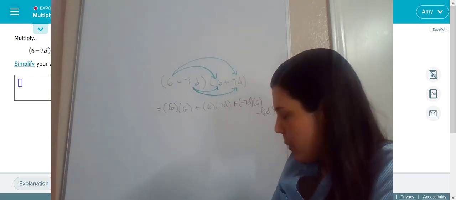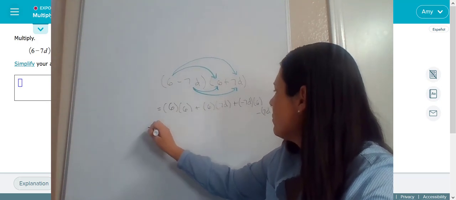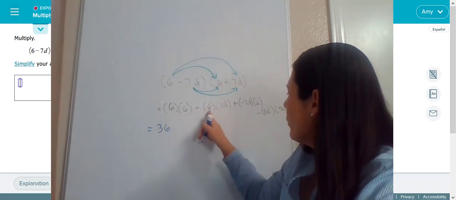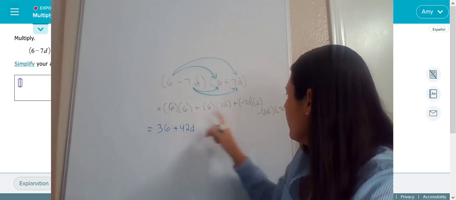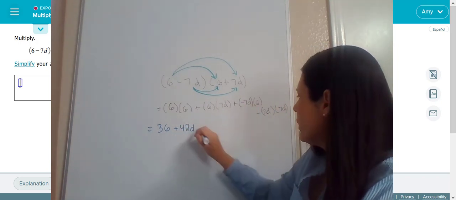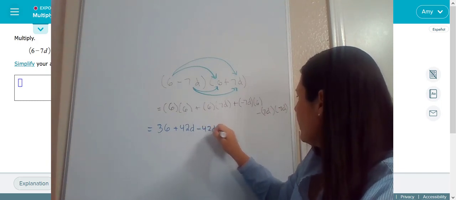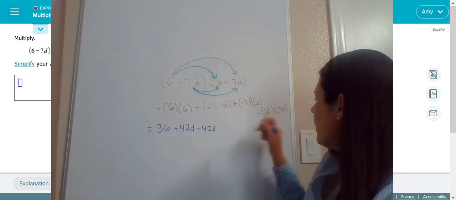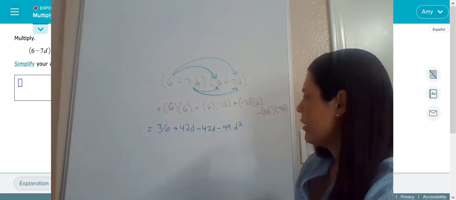I'm going to switch colors because my black marker seems to be drying out. Let's go to blue. So this becomes 36. The coefficients here, when you multiply them, you get 42, and then there's still d there. Over here you get negative 42 with the coefficients, and then you still have d. And then in the back, negative 7 times 7 is negative 49, and then d times d is d squared.